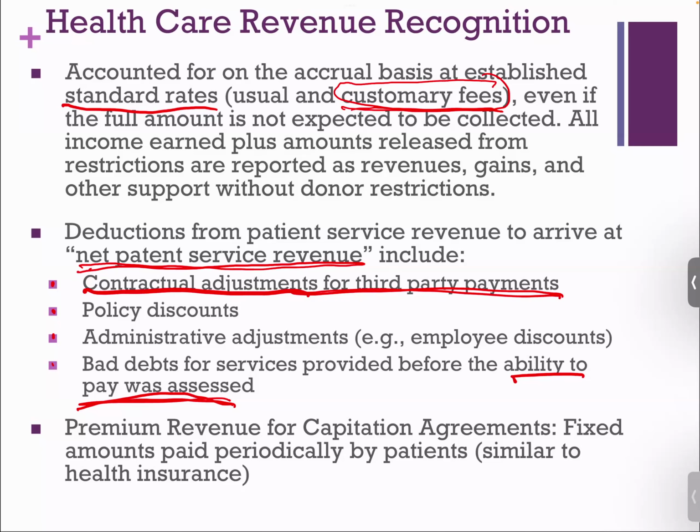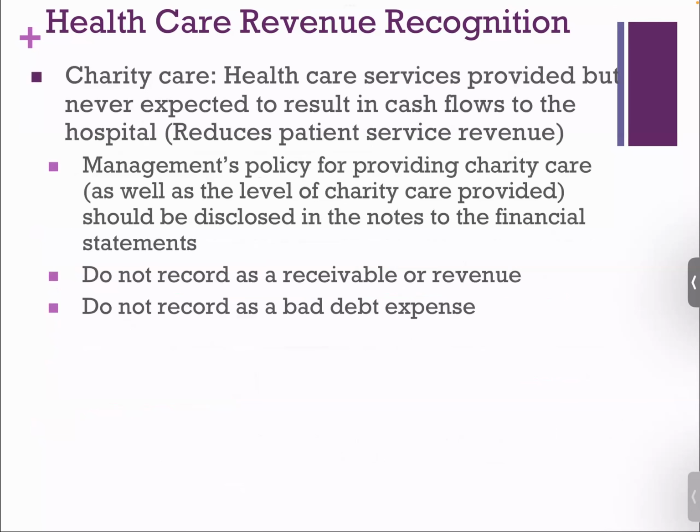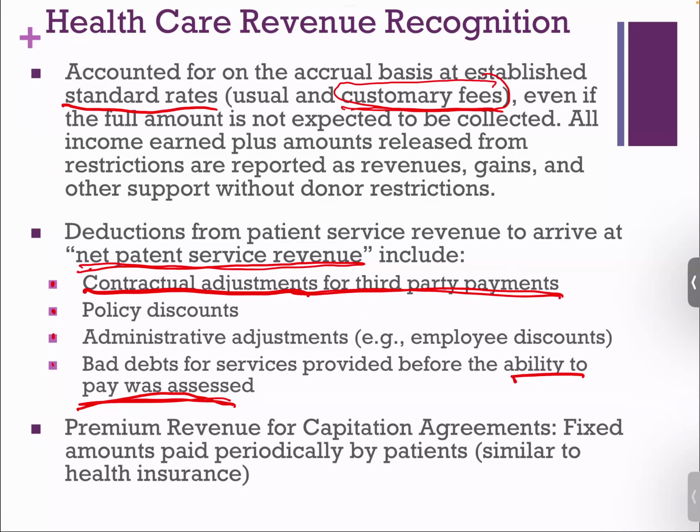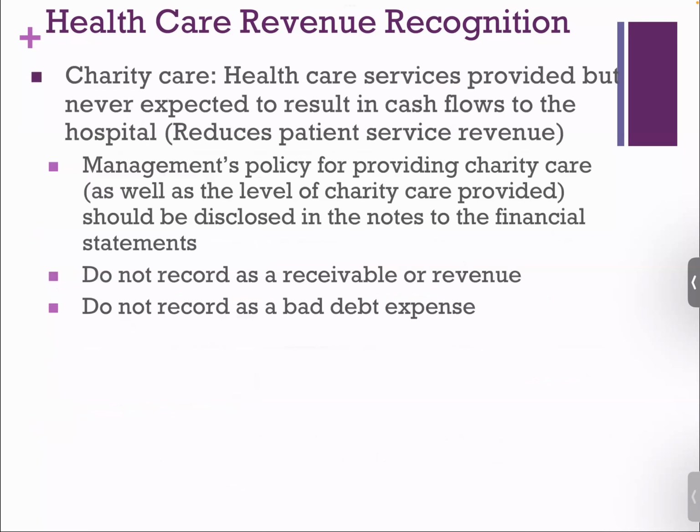We would recognize revenue as we provide the services, over the period of time. Okay, charity care. Now this is different than bad debts for services provided before the ability to pay is assessed. What charity care is, these not-for-profit organizations will have a policy and they will say, hey, there are certain people we're going to provide care to, and we don't expect to be paid.